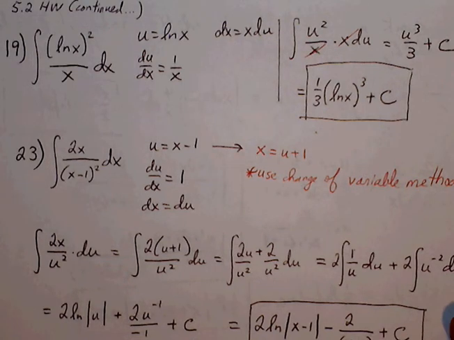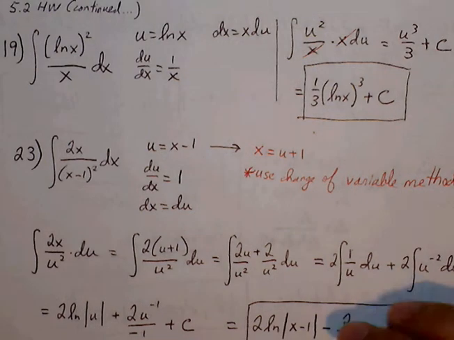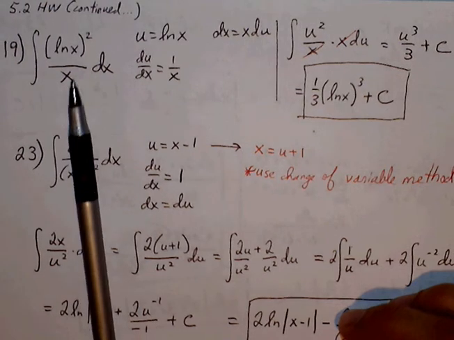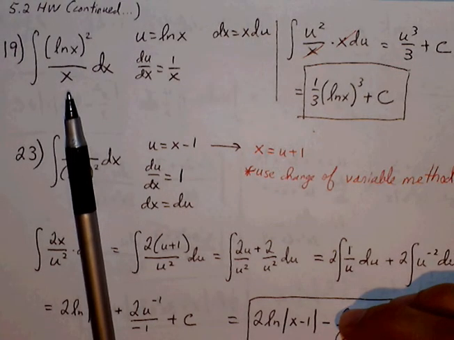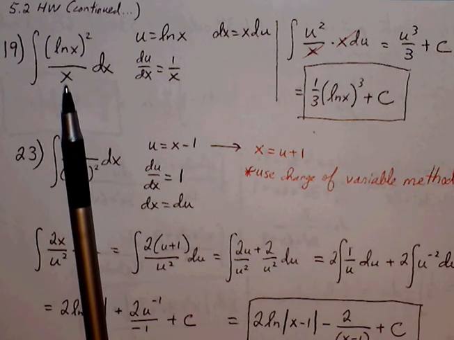Continuing with chapter 5.2 homework. This is number 19. Integral of natural log quantity squared over x. We can't rely on power rule. We don't have a rule specifically for natural log of x over x, so we look at u substitution.